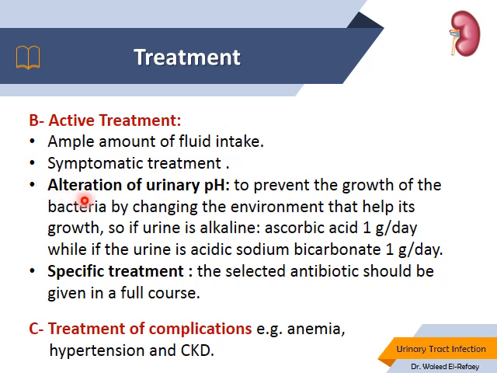And here we can add another item in active treatment, which is alteration of urinary pH, that is important in chronic cases to prevent the persistent growth of the bacteria by changing the environment and media that encourage the growth of these bacteria. So if urine is alkaline and the bacteria grow in alkaline media, we should give the patient ascorbic acid 1 gram per day to change the urine pH to acidic media. And if the urine is acidic and this is the preferred media for bacterial growth, we should change the media to alkaline media by sodium bicarbonate 1 gram per day.